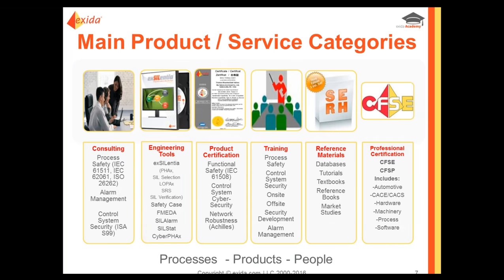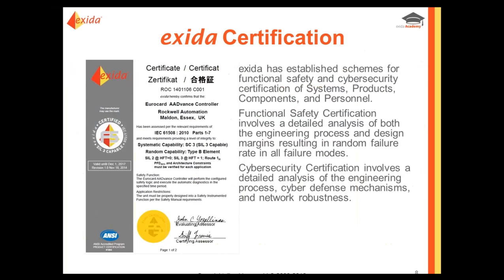We're going to talk a little bit more about product certification later on in the webinar, but when somebody completes a product certification, this is what the end result is. You receive a certificate, and this certificate basically says that you have been approved by Exida in functional safety, and it has a lot of information throughout the certificate on the front and the back.